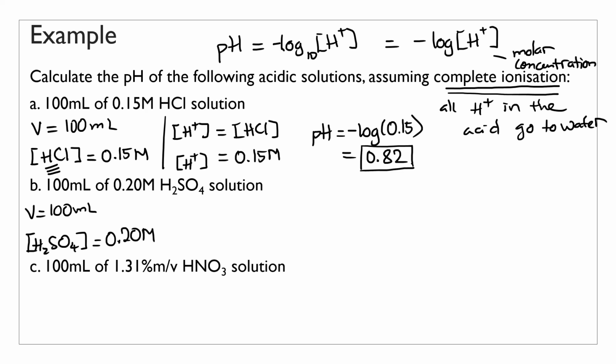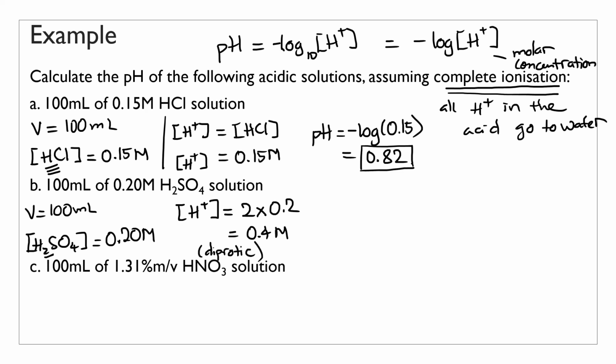We're still assuming complete ionization, but not only does this acid have a different concentration compared to the previous example, this is also a diprotic acid, whereas the previous example was a monoprotic acid. A diprotic acid means that the acid has 2 hydrogen ions available for donation. So the amount of hydrogen ions that can go into water is going to be 2 times the concentration of the acid. So if the concentration of acid is 0.2, the concentration of hydrogen ion will be 2 times 0.2, which is 0.4 molar. And this is because the acid is diprotic.